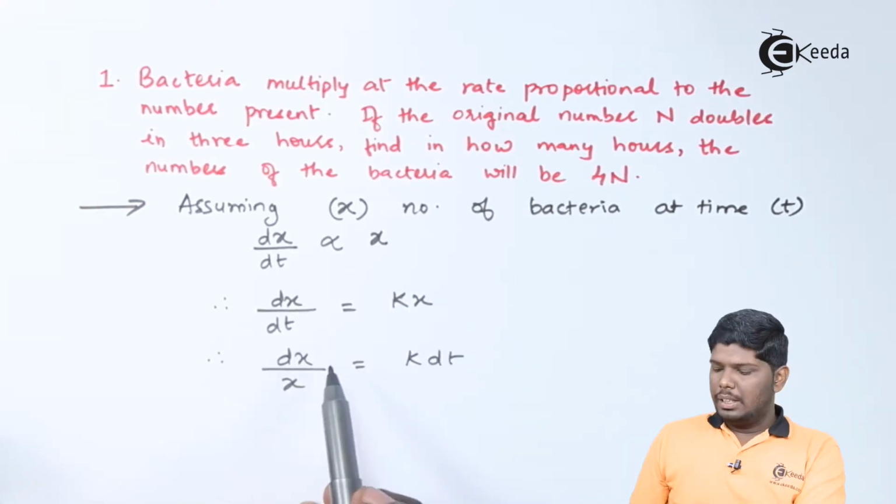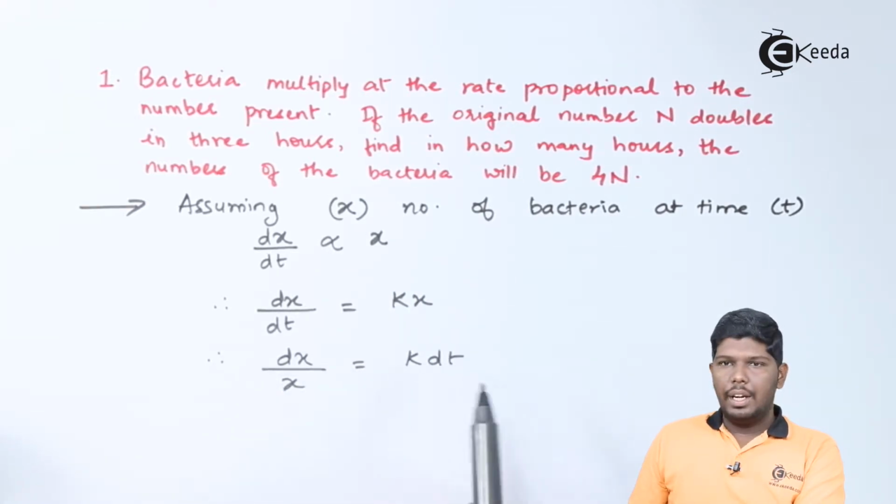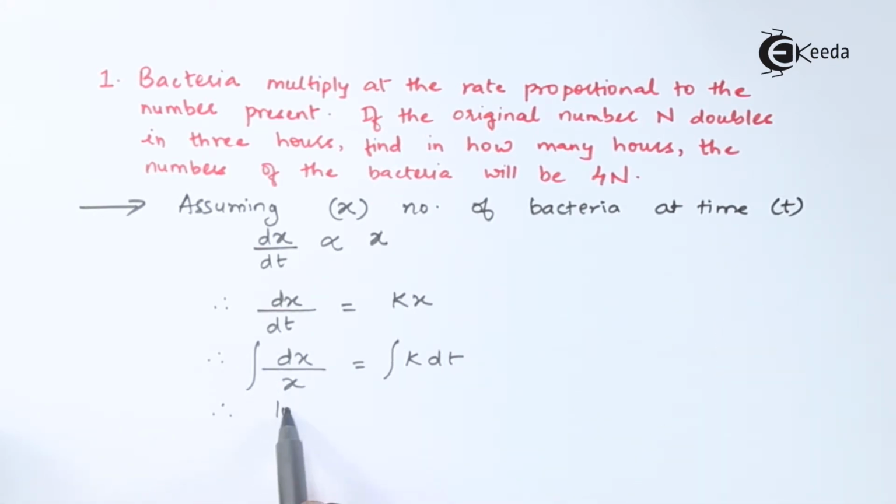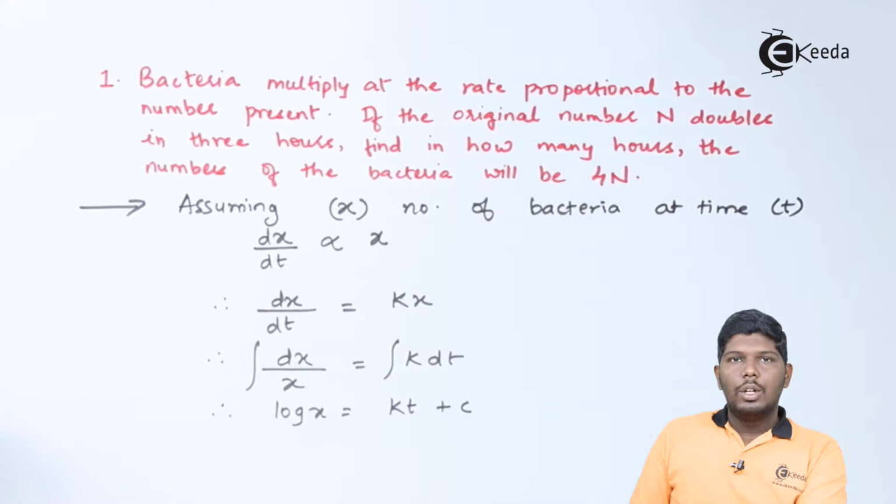On separating variables, we have dx by x is equal to k dt, and let us integrate on both sides. So we will get log x is equal to kt plus c. So this is our first equation. Now let us use these conditions in order to get the values of constant and k.